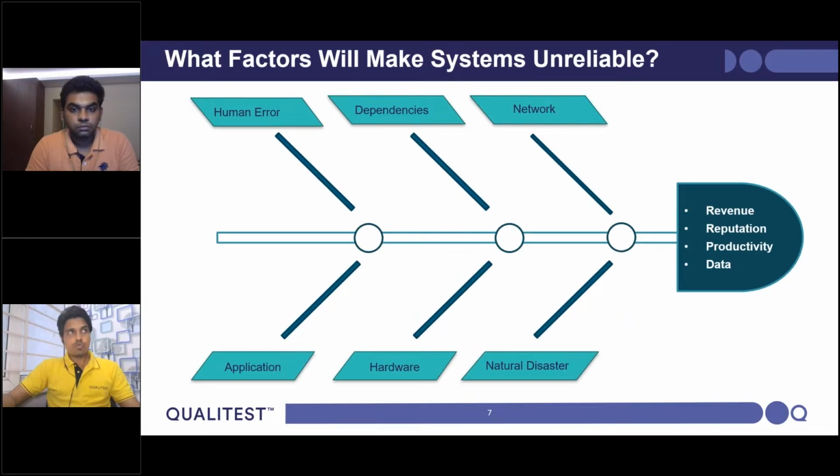If you understand what reasons could cause these reliability issues, probably the focus would be more on how to bridge gaps around it. Of course, there are multiple reasons, factors due to which systems would become unreliable. We try to represent it in a fishbone diagram in a simplistic way. There could be even many more reasons.